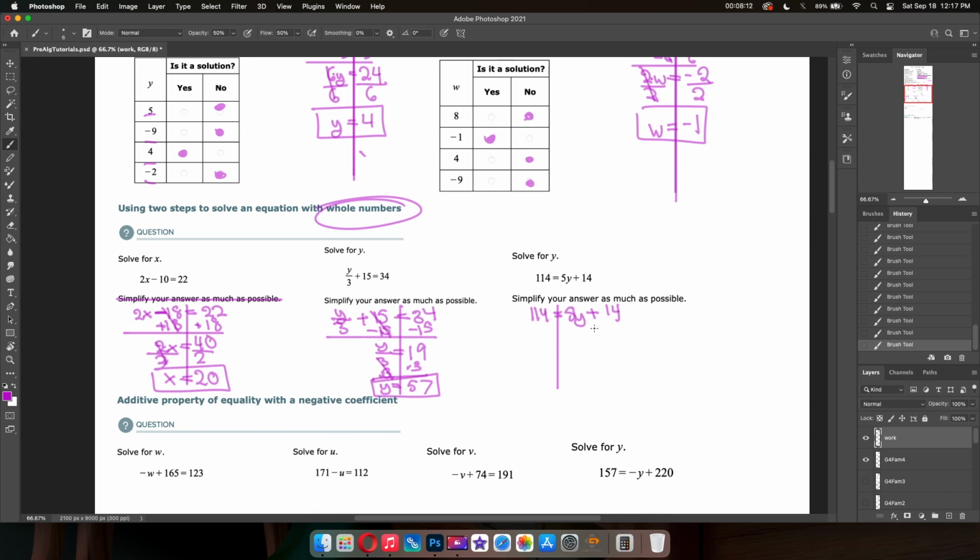Now, undoing. There's a plus 14, so that's what I want to undo first. So I'm going to undo with subtraction, -14. -14. I already know the answer. That's going to get me 100 equals 5y. Now that's multiplication. What's the opposite of multiplication? Division. Division. Y equals 20. And there's your next answer.